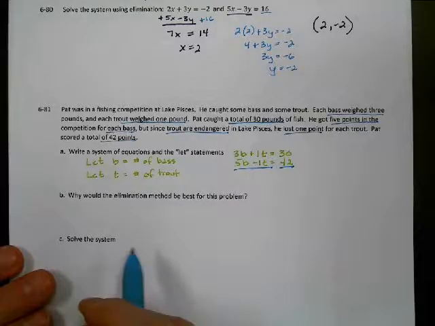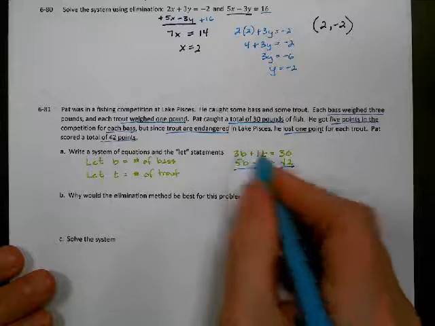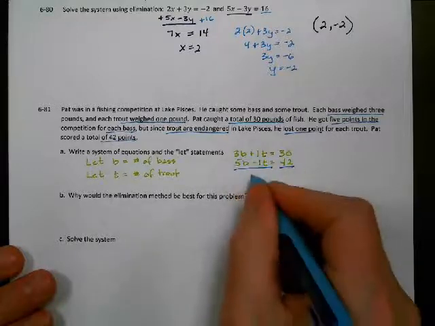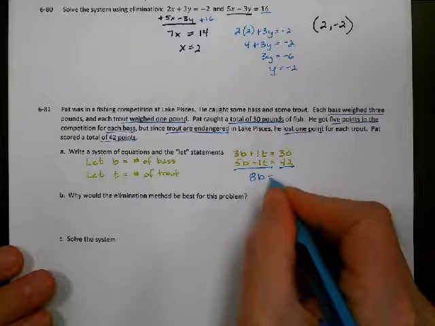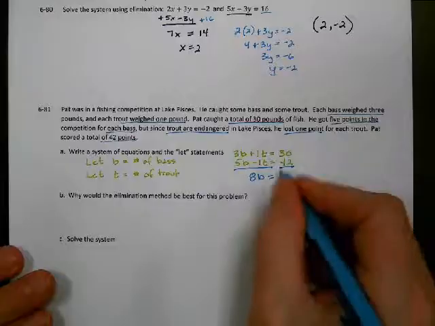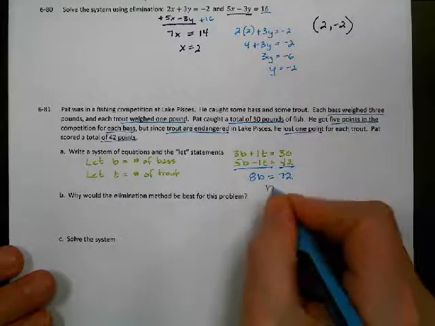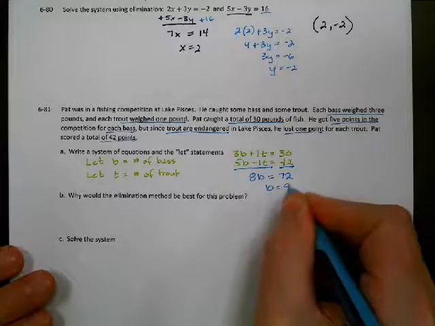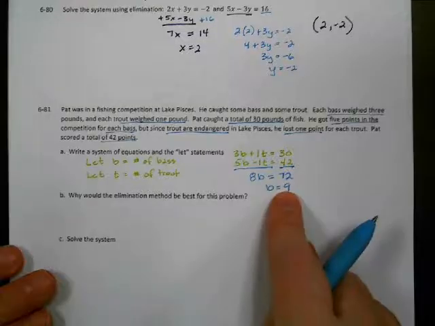So I get a total of 8b when I add these 2 equations together. And the trout eliminate, which is why it's called the elimination method. So here we got 72. So divide by 8. He got 9 bass. That's a pretty good day. So he's got 9 bass. There we go. I got my answer.